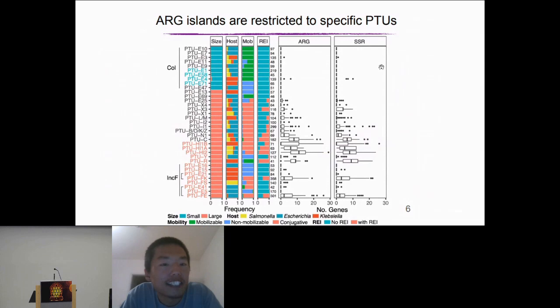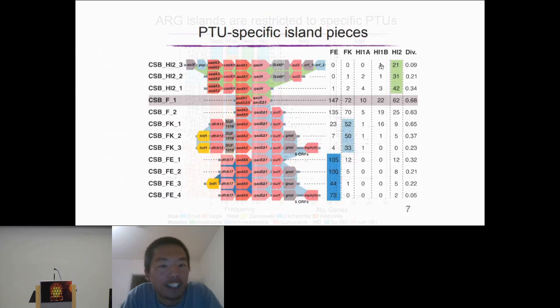Furthermore, this is an example of the details of three groups of island pieces. I show here the island pieces. They are specific to different PTUs, for example, the green, the light blue, and the dark blue. These three groups of island pieces are distributed unevenly in three groups of PTUs.